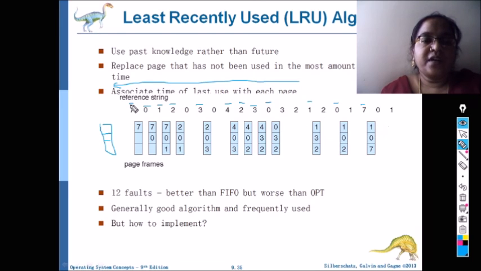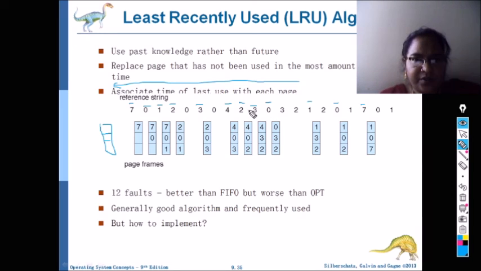Now if I start counting: 1, 2, 3, 4, 5, 6, 7, 8, 9, 10, 11, 12. So we have got 12 page faults. So it is better than FIFO, but comparatively it is worse than the optimal algorithm.